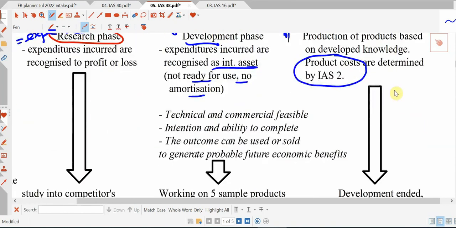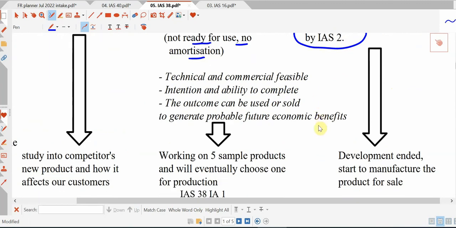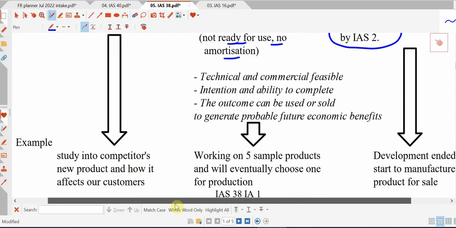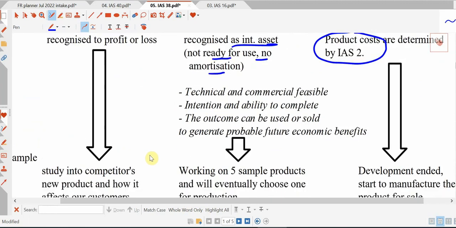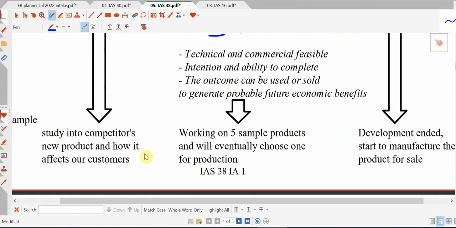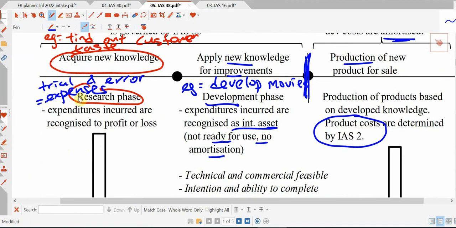If you look at the bottom here, I have some arrows pointing down, right? We actually have another example here. In the research phase, we study a competitor's new product. So the competitor launches a new product, we buy the product, study the product, and we also want to study how it affects our customer. So at this point, we are doing things on a trial and error basis. We do not know how this is going to help us. So the research cost will be expenses.